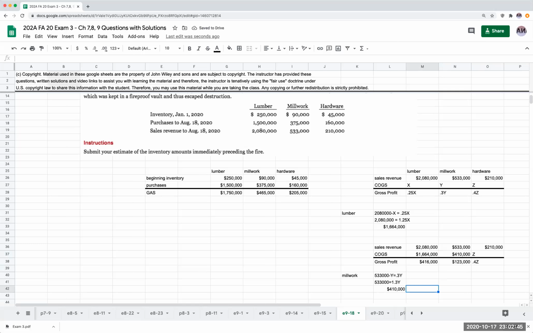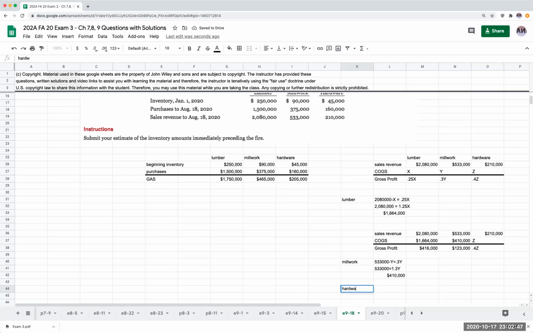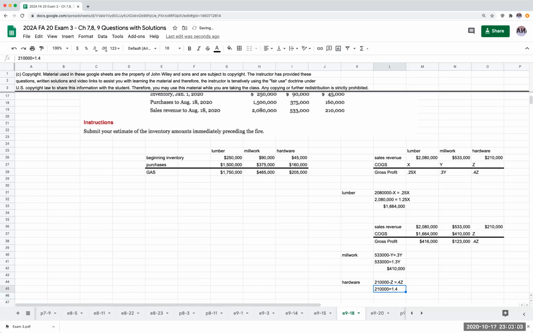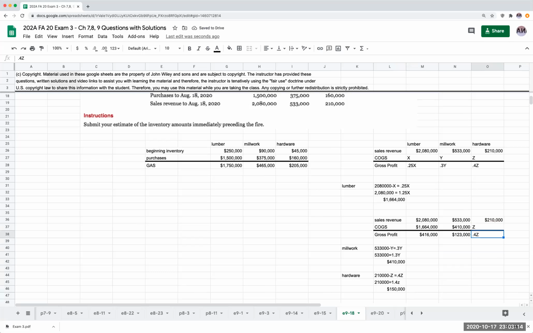Lastly, for the hardware, this is going to be 210,000 minus Z equals 0.4Z. So this is going to be 210,000 equals 1.4Z. So Z is going to be equal to 150,000. If I take 150,000 and multiply that by 0.4, I get 60,000.